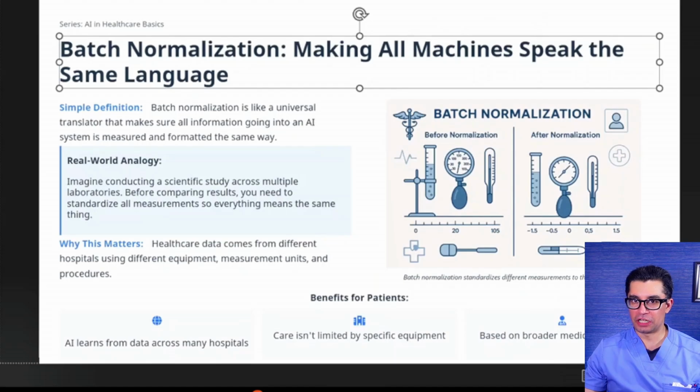Okay, now batch normalization, and this is making sure that all machines speak the same language, or at least the best that you can, right? So what is batch normalization?